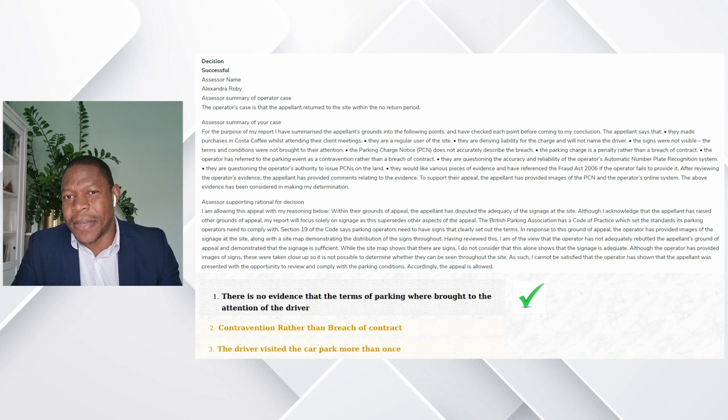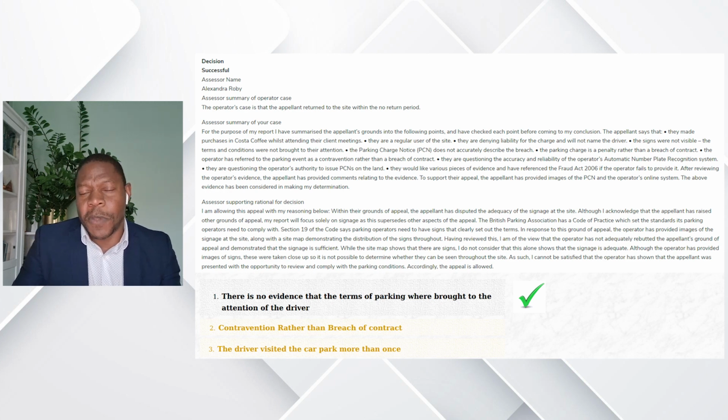As you can see, this has nothing to do with why you were at Costa Coffee, how long you were there, what you did, etc. It's all to do with checking if the parking ticket was issued correctly, and then using those mistakes to your advantage. The other 2 points, contravention rather than breach of contract, and the driver visited the car park more than once, were not considered. The adjudicator didn't have to look at those because the first point was strong enough. You just need one good reason and your parking charge can be cancelled.